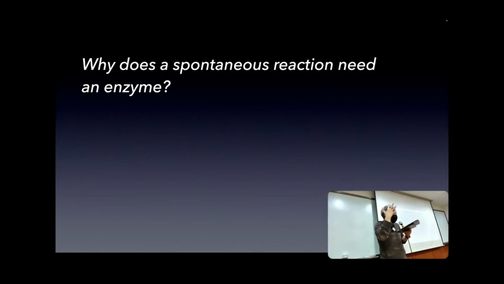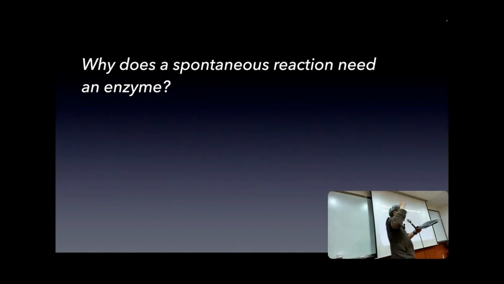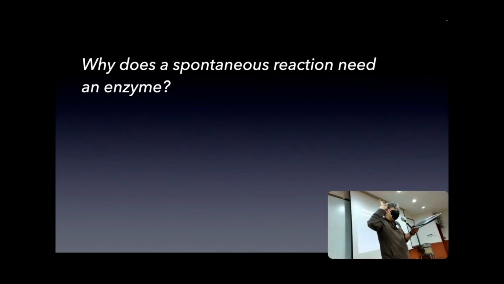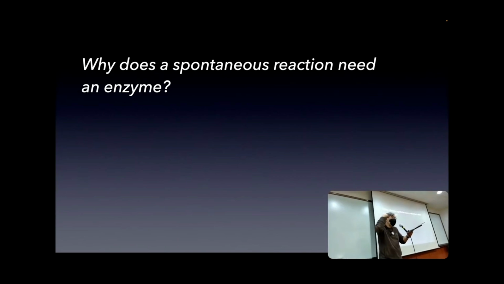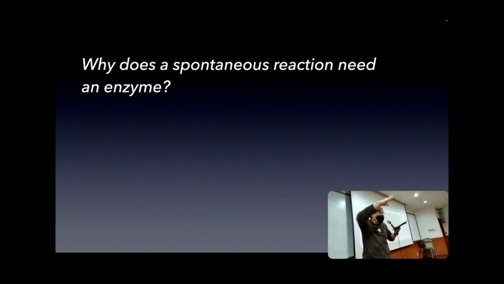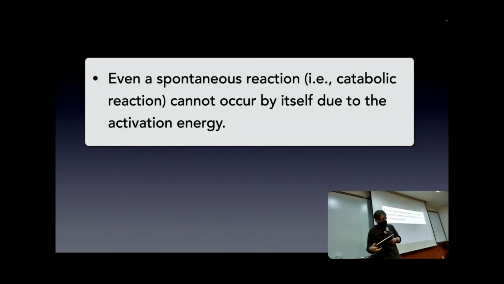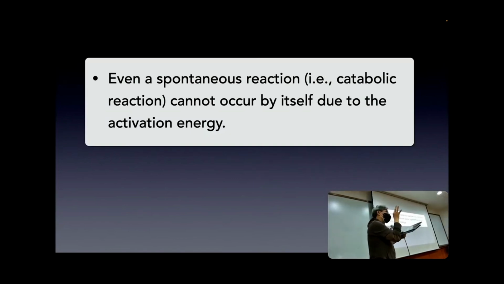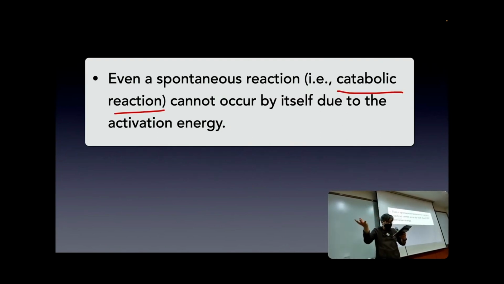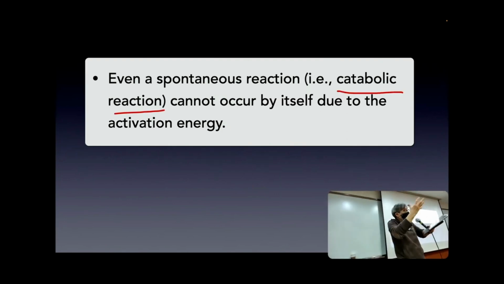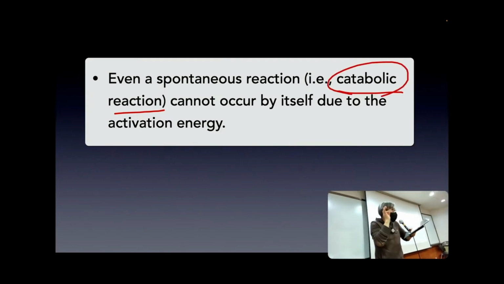That's what we are talking about. And that is something to do with the so-called activation energy. Why without enzyme will it take so long? Because of this activation energy. So even a spontaneous reaction, this catabolic reaction, meaning those breaking down reactions, is a spontaneous reaction. So glucose degradation is one very good example of a catabolic reaction.